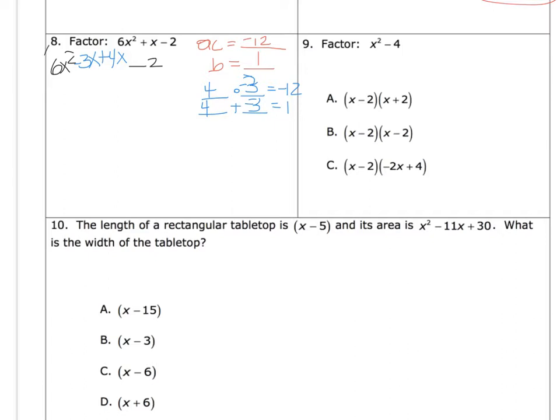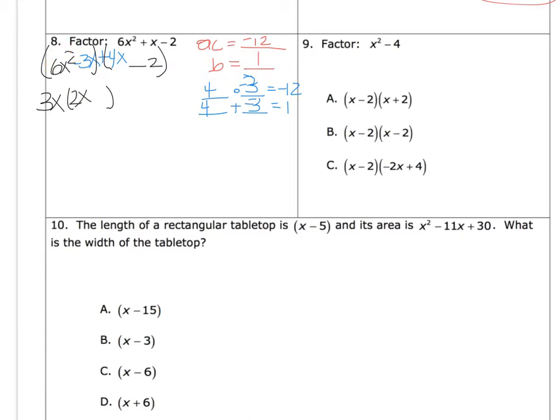So I'm going to have this first group here and the second group here. So if I look at this first one, 6x squared and 3x, my GCF, my greatest common factor, would be a 3x. All right, so if we take out the 3x, what's left is going to be a 2x, right? Because if I did multiply 3x times 2x, I would get 6x squared.